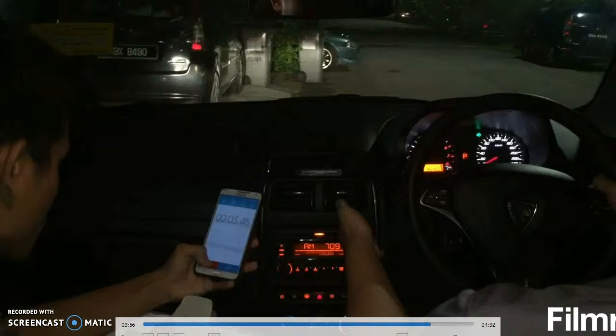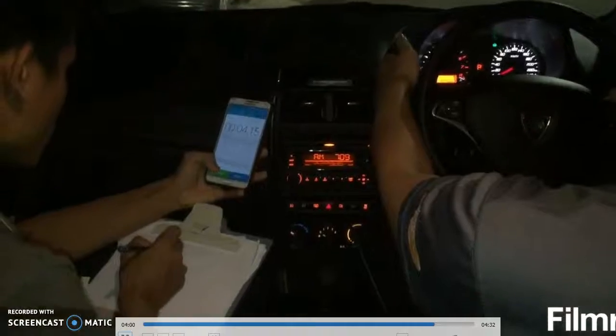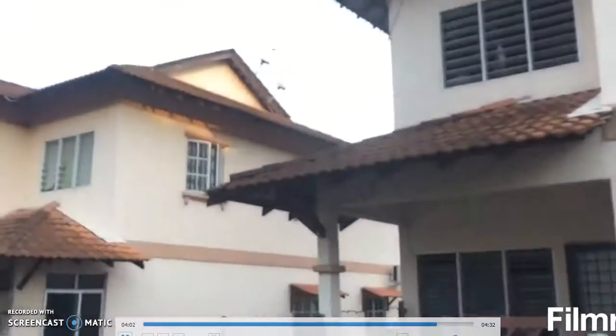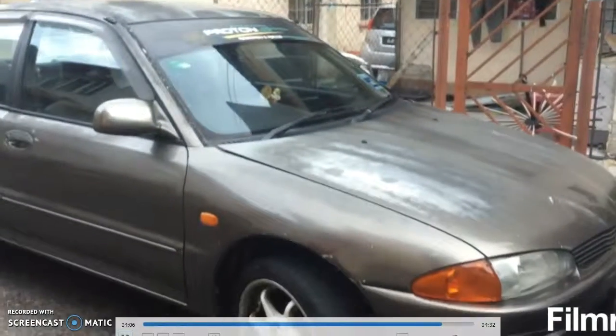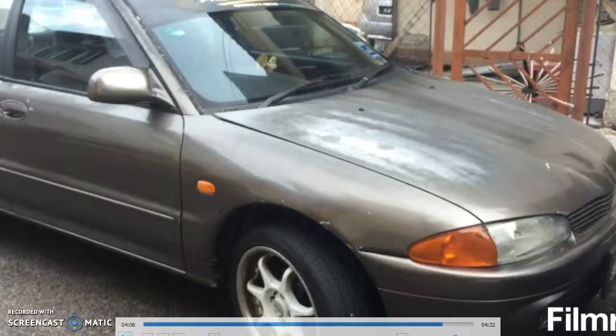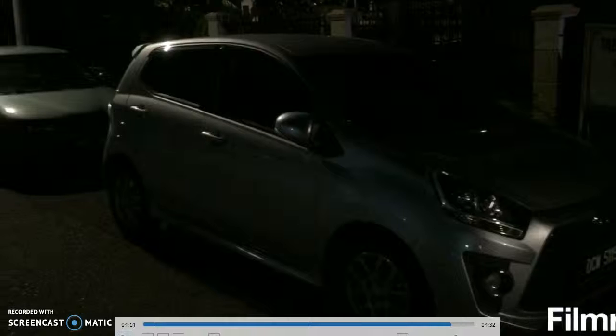The experiment is repeated using another two cars, which are the Proton Wira and the Perodua Axia.